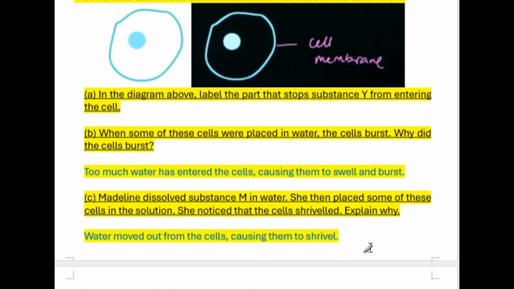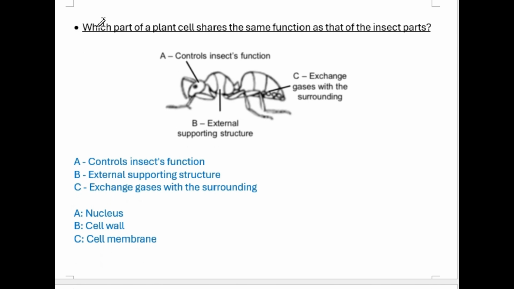Which part of a plant cell shares the same function as that of the insect parts? E. Controls insects' function. B. External supporting structure. C. Exchange gases with the surrounding. A. Nucleus. B. Cell wall. C. Cell membrane.